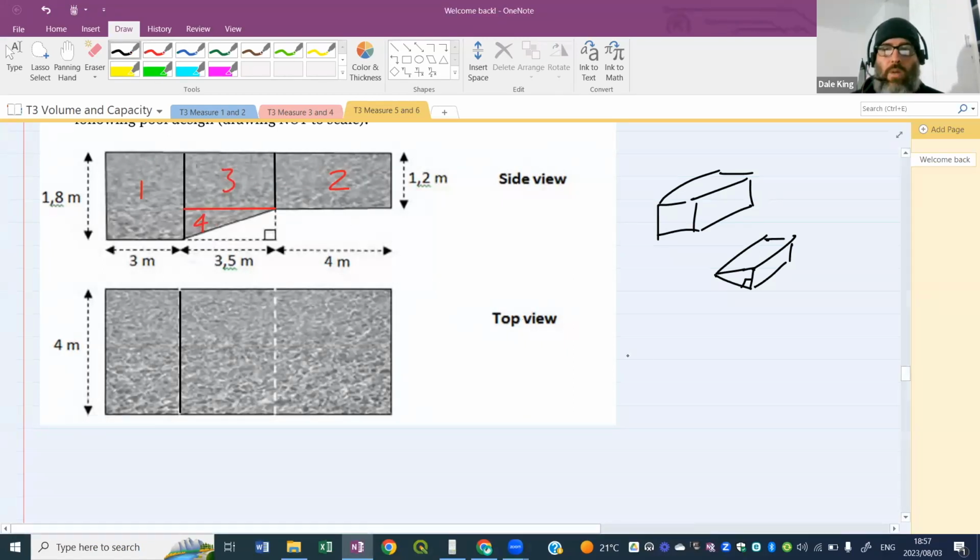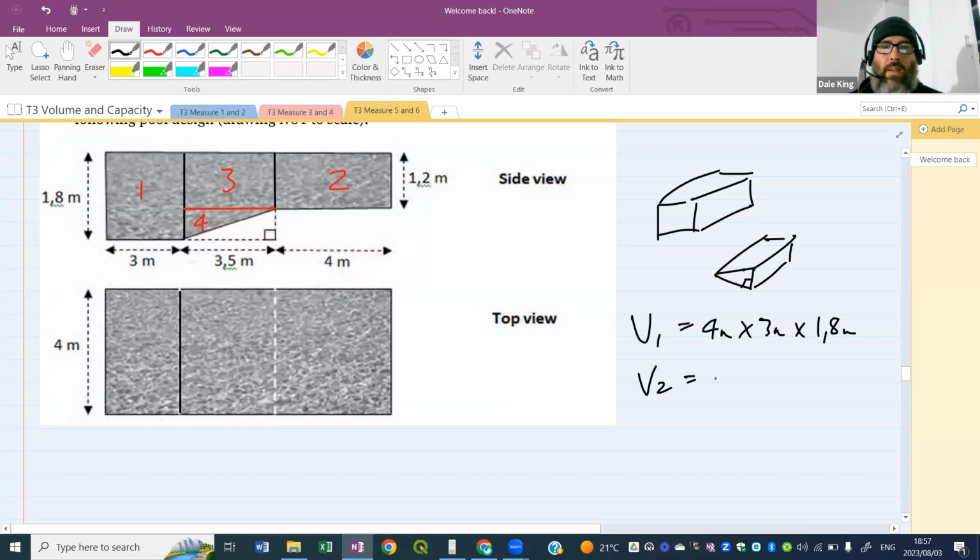Let's say the volume of the first one, which is a rectangular prism, is length times breadth times height. I'm going to say the length is 4. I'm going to quickly do this before we close. So length is 4 times the breadth is 3 times the height is 1,8. Don't shout at me if I'm putting the numbers in the wrong place. It doesn't matter.